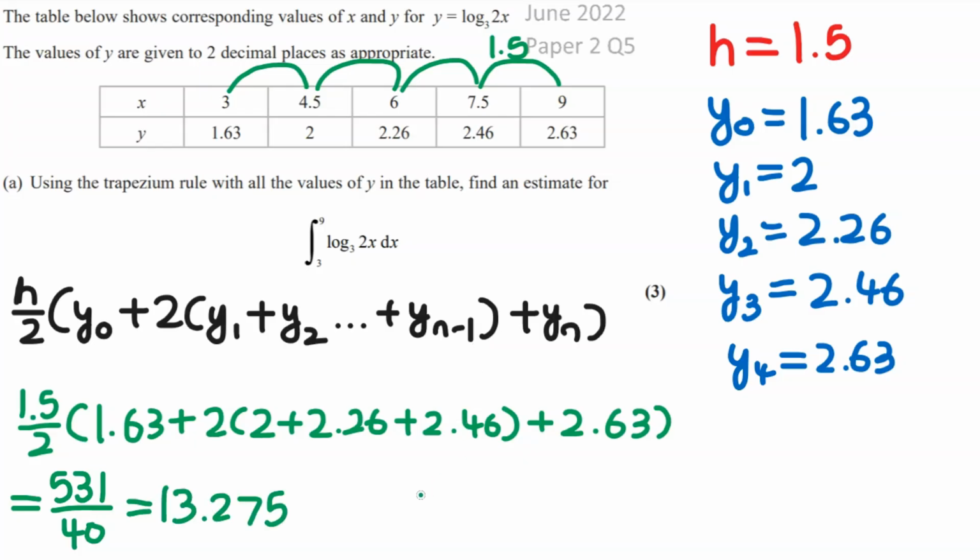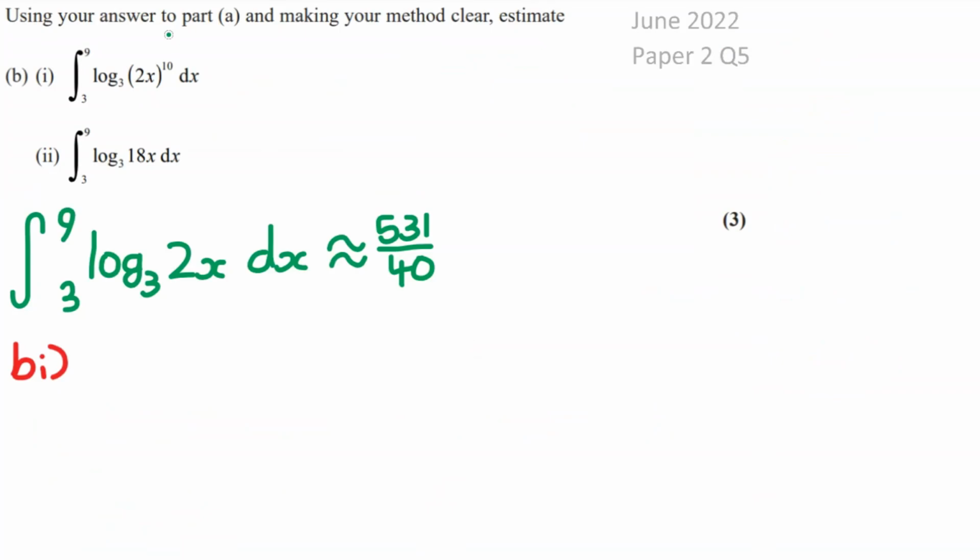13.275. Okay, and then for the first part of B, we need to use our answer to part A to estimate a value of the integral between 3 and 9 of log base 3 of 2x to the power of 10. Now, in part A, we did an estimate for this integral here of the same limits of log base 3 of 2x.